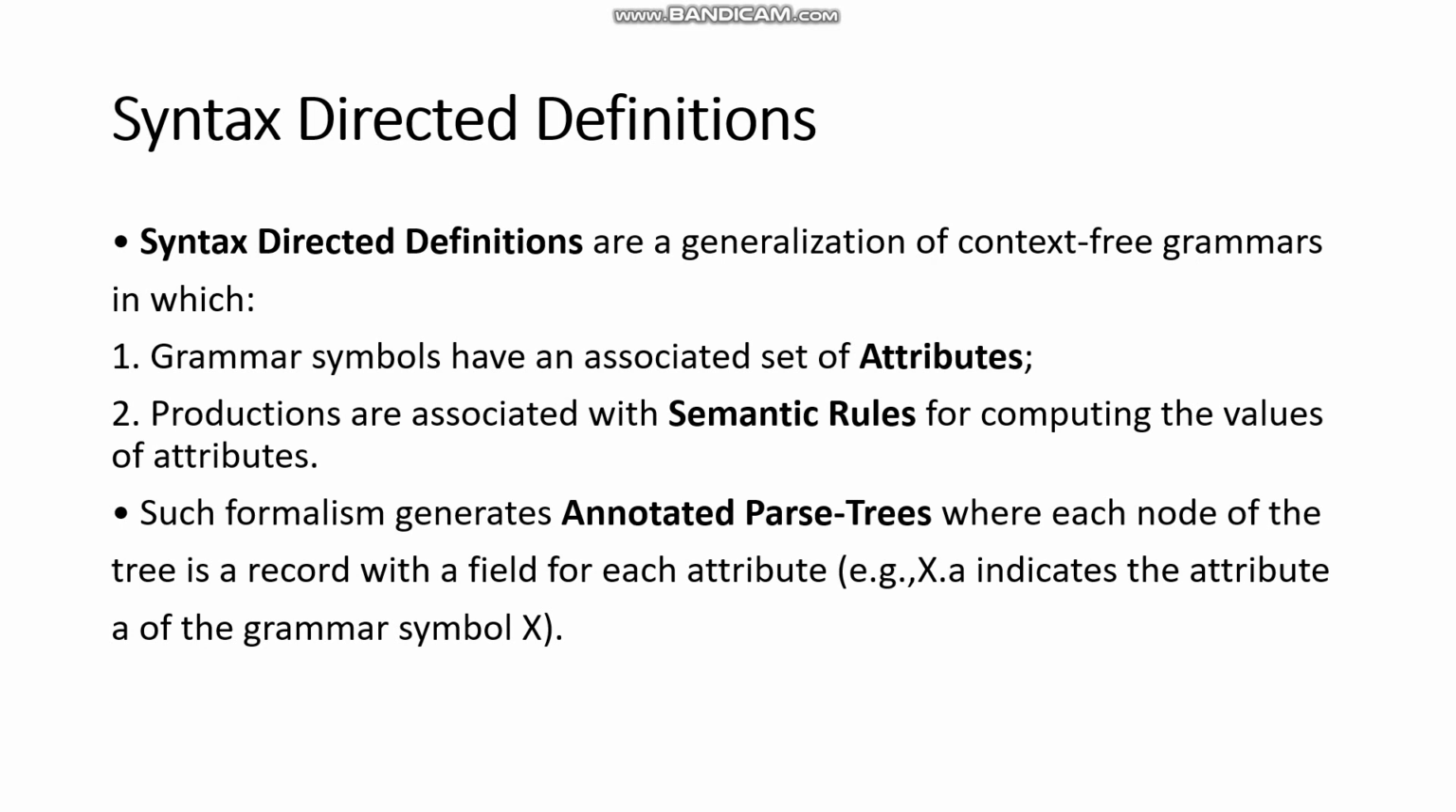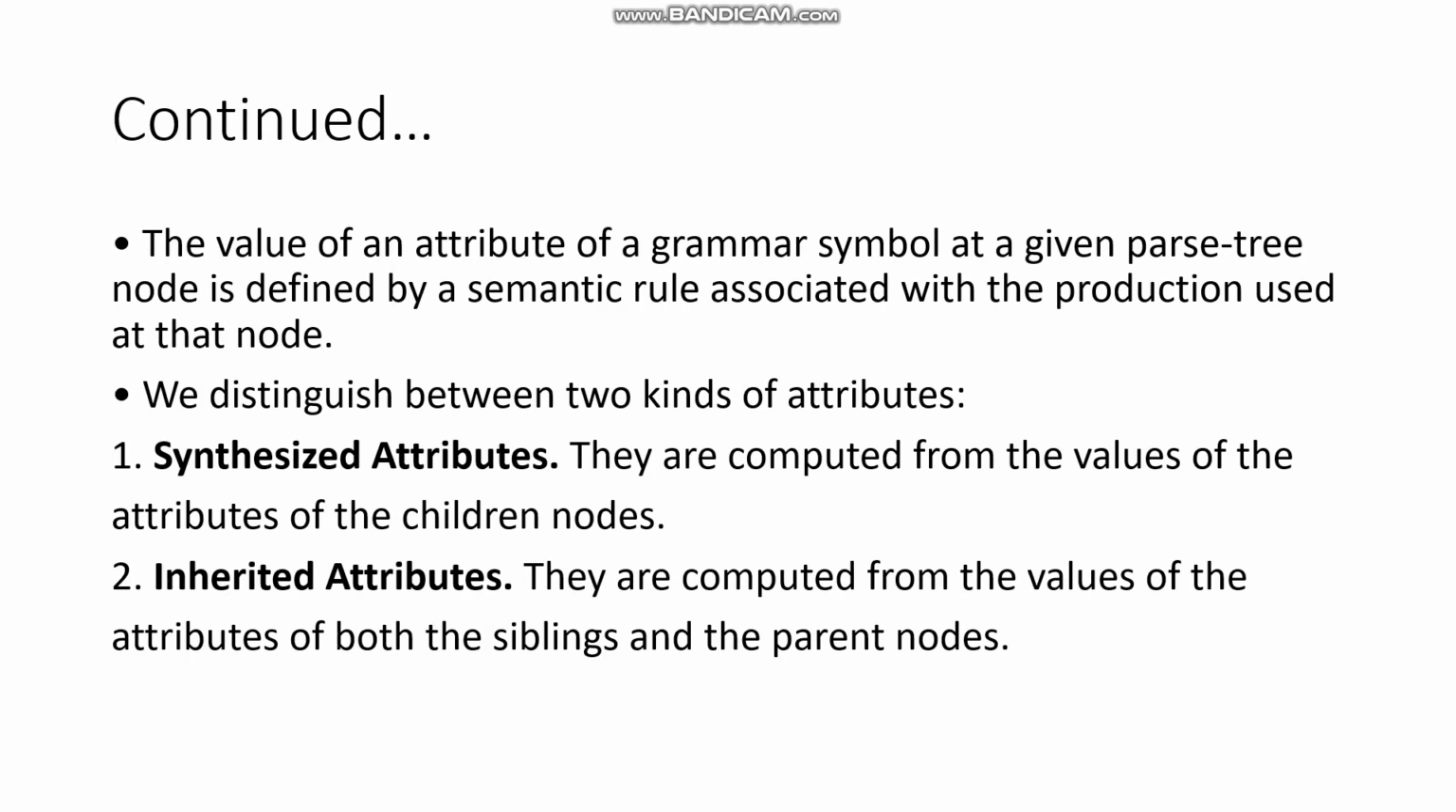As in C language, when I say A is equal to B, A is some variable and B is some variable, and I am trying to define the relationship between A and B. What A is and what B is, is defined by this. That is the syntax directed definition. Let us suppose A dot val means A is having some value, and B dot val means B is having some value. We have to define what this val is, whether it is of type integer or character.